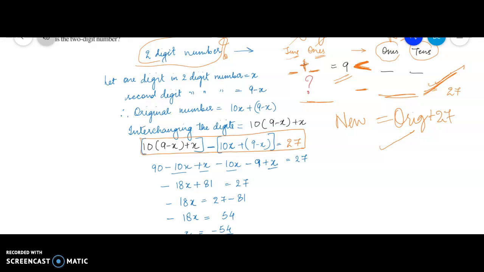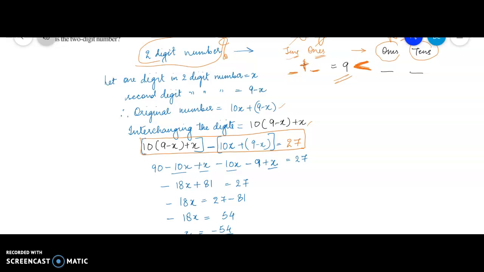So now interchanging the numbers, I am getting this. Now you can see, what is this 10x and 9 minus x? What is this? Okay, now let me explain this to you. This will be a little tricky question for you actually. So we'll understand it. It may take a little time.